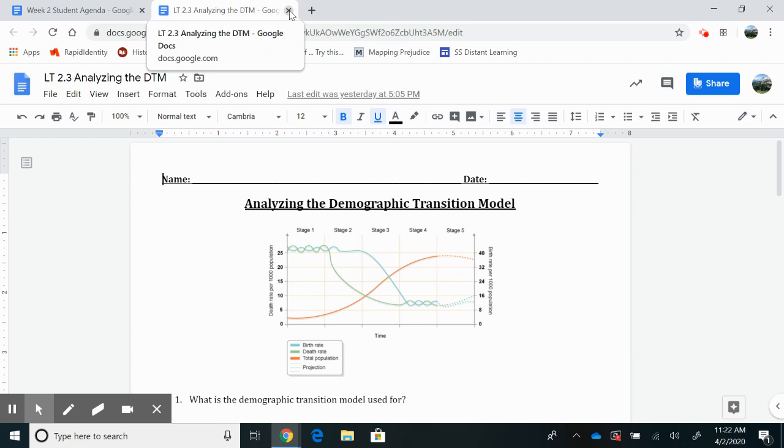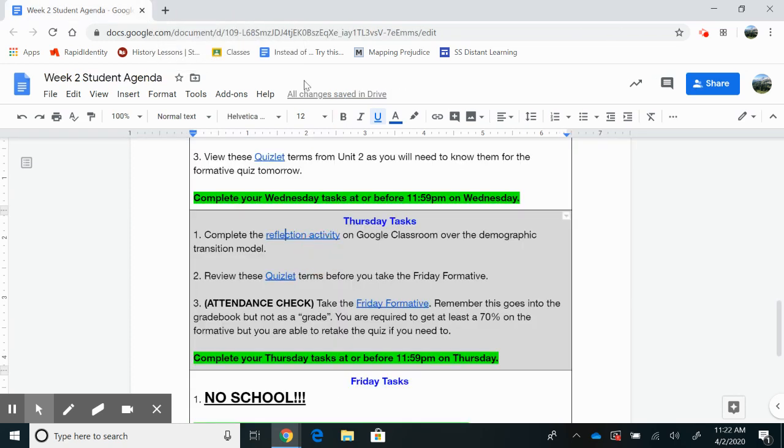I want more than a sentence for each question there. I don't want 1 sentence answers. I want 2, 3, 4 sentences. Then review the Quizlet terms before you take the Friday formative. And that's your attendance check for the day.